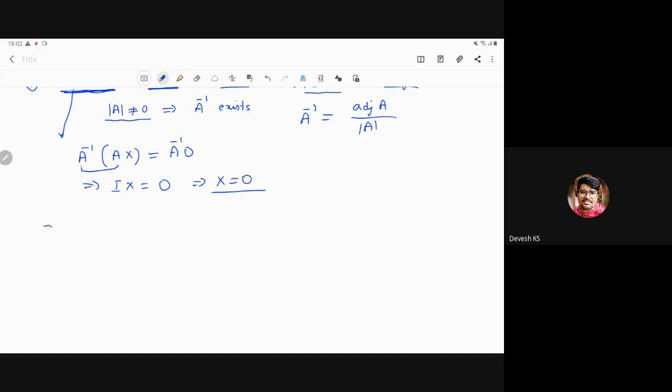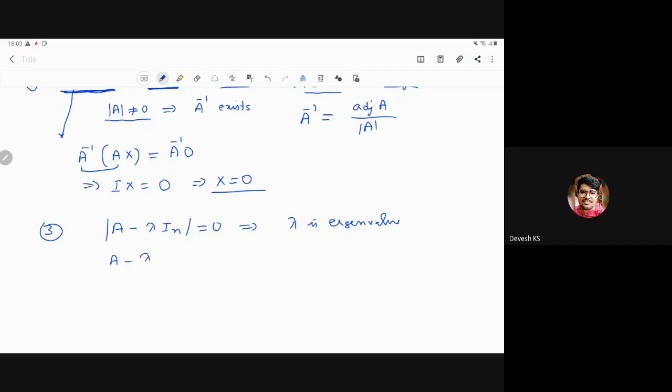Next point. What are eigenvalues of a matrix? If A is an n cross n matrix, then eigenvalues are given by this equation: determinant A minus lambda I equal to 0. This is an equation in lambda of nth degree. You will get n values of lambda. Those are eigenvalues of A. Lambda is the eigenvalue. And how many values of lambda will you get? n values from it.